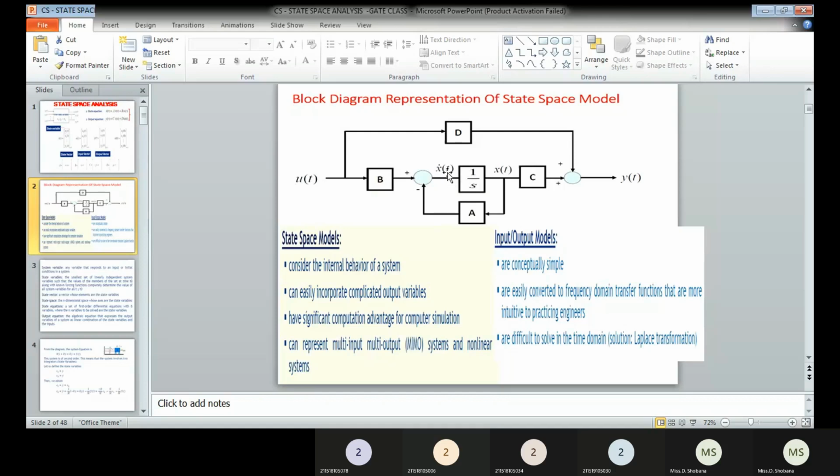So the integrator input signal is nothing but x dot of t, which is obviously nothing but A into x of t plus B into u of t. And similarly, if you go for the output equation, it is nothing but y of t is equal to C into x of t plus D into u of t.